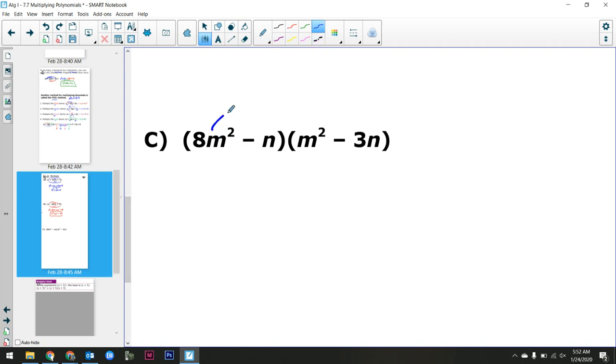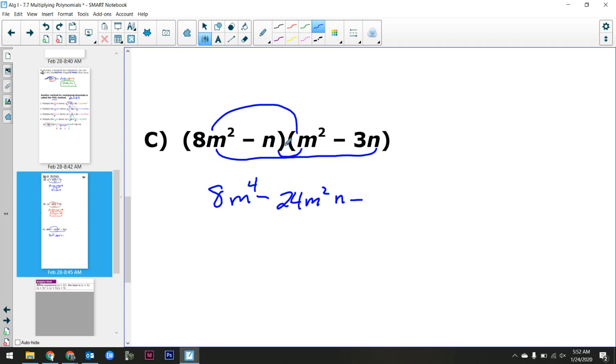Okay, we got 8m squared times m squared. 8m to the 4th, and m squared times m squared is m to the 4th. We've got 8m squared times negative 3n. So that's a minus. Now look, minus, negative. Minus 24m squared n. Inners. Okay, and it's a minus, negative n times m squared. Negative m squared n. Negative n times negative 3n, positive 3n squared.